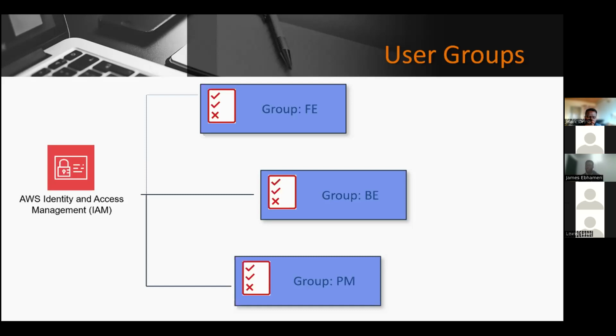You can see here we have the first group, which is the front-end engineering, shortened as FE. The second group is the back-end engineering, shortened as BE. The third group is the project manager, PM. All these are groups that contain individual users inside of them. So basically, user groups are just a collection of IAM users.